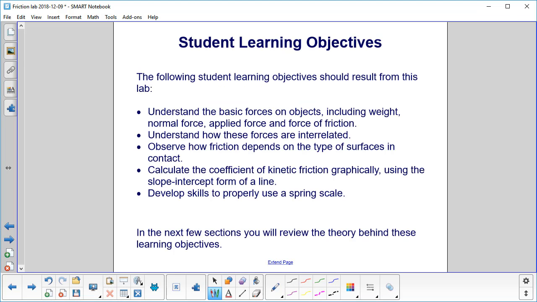After the lab is completed, the student should understand the basic forces on objects, including weight, normal force, applied force, and the force of friction. Understand how the forces are related. Observe how friction depends on the type of surfaces in contact. Calculate the coefficient of kinetic friction graphically using the slope-intercept form of a line, and develop skills to properly use a spring scale. And we'll talk about these in some more detail coming up shortly.